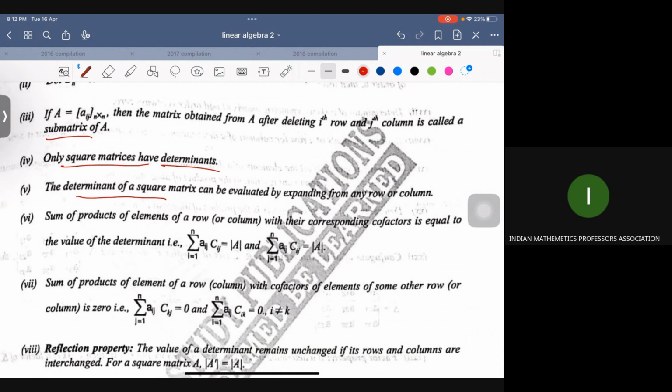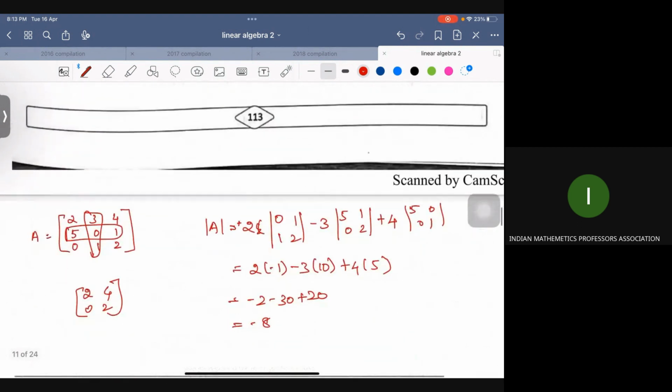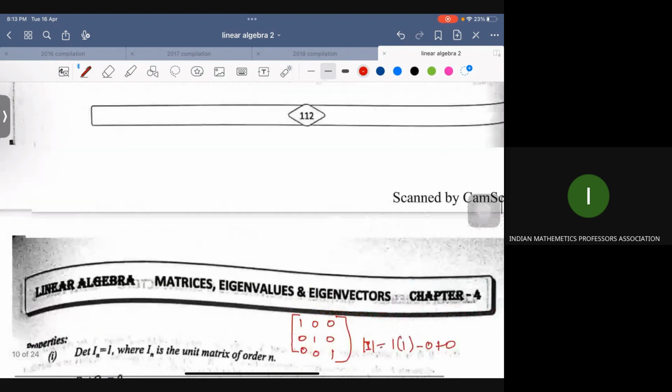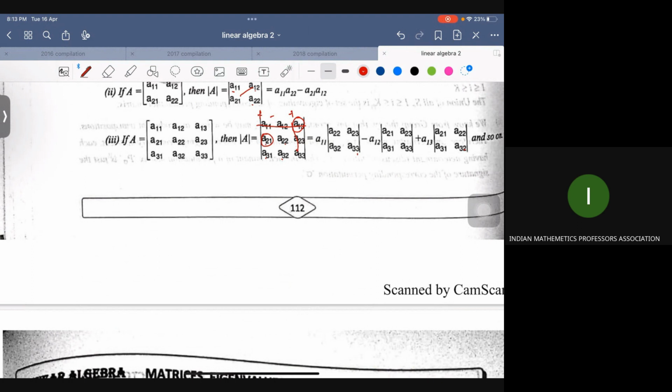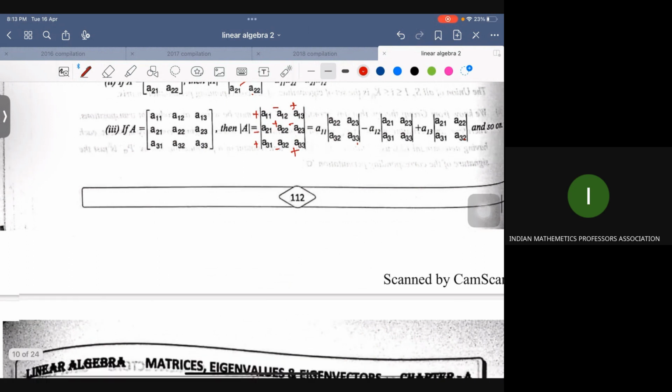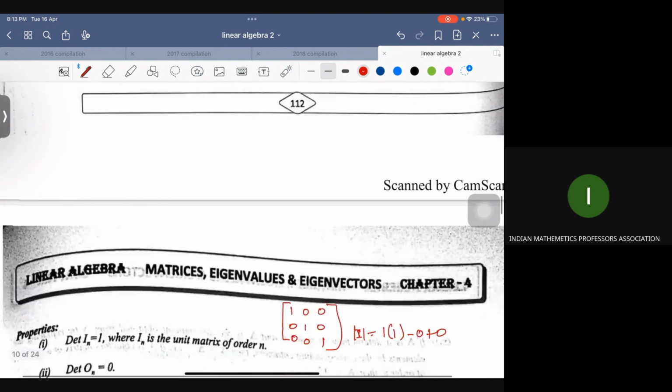The determinant of a square matrix can be evaluated by expanding along any row or column. It is not necessary that we multiply from the first row. We can take A21, A22 and A23 also, where the signs will be plus for A11, minus for A12, plus, and again minus, plus, minus, plus, minus, plus. So minus A21 into its corresponding determinant, obtained by deleting the row and column, plus A22 into the corresponding determinant, minus A23. We can obtain the determinant using any row or any column. Here we have taken the first row only.